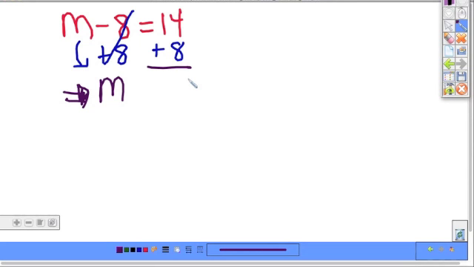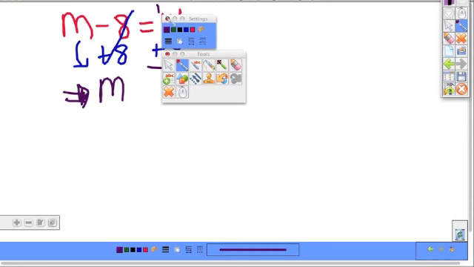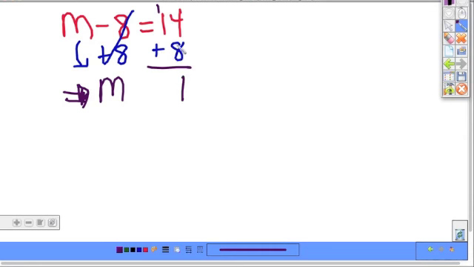14 plus 8. Well, 8 plus 4 is going to give me 12. Carry the 1. 1 plus 1 is going to give me 2. m equals 22. Again, put this back into the equation and see if it works out.